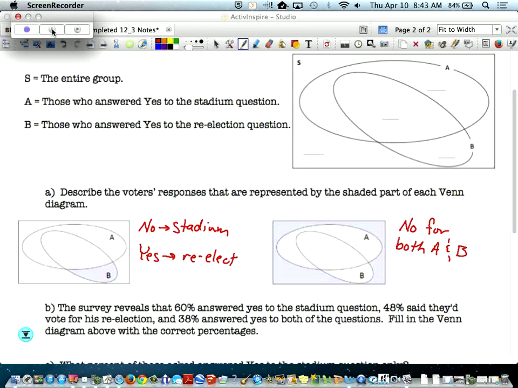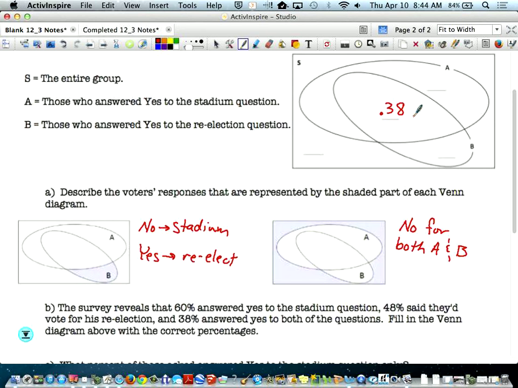Now, the survey reveals that 60% answered yes to the stadium question. 48% said they'd vote for the candidate for the re-election, and 38% answered yes to both of the questions. Fill in the Venn diagram. Let's start in the middle. They're telling me that 38% said yes to both questions, right? So that 0.38 is going to go in the overlapped area because that's where the yes is to both questions.